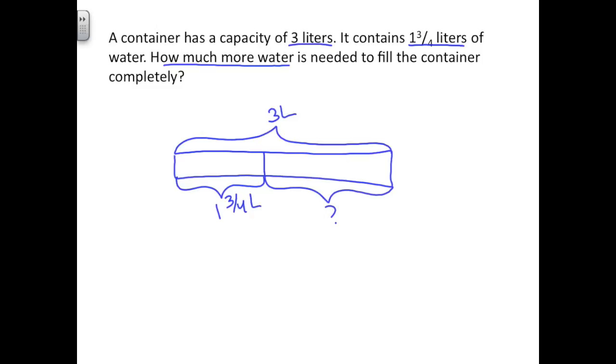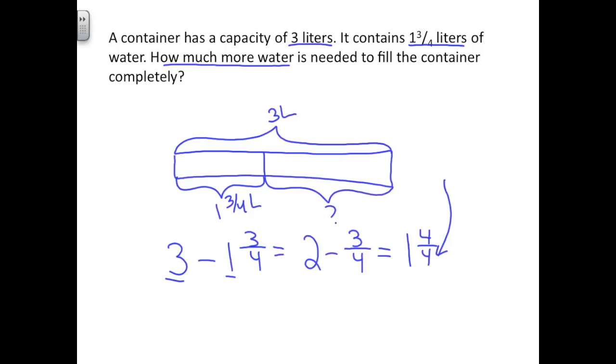So again, we're going to solve through subtraction. So 3 minus 1 3/4. I'm going to subtract my whole numbers and rewrite the problem. So 3 minus 1 is 2 minus 3/4. Now I'm going to need to borrow 1 whole and rewrite it as an improper fraction. So 2 is going to become 1 4/4. 1 4/4 is the same as 2. I'm showing this fraction with a denominator of 4 because I have a denominator of 4 over here. And we know that our denominators have to be the same in order to subtract.